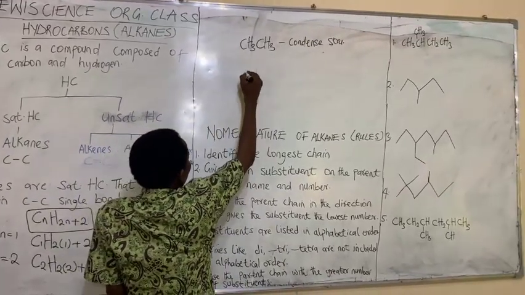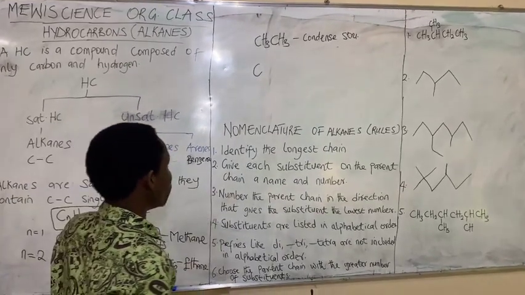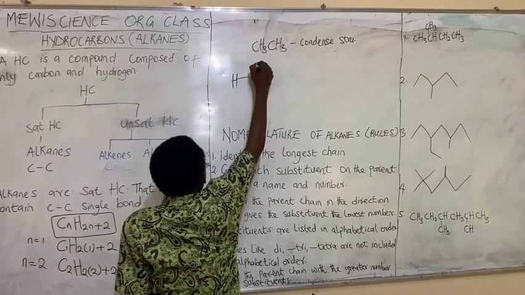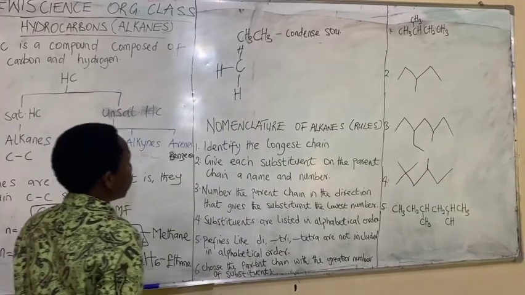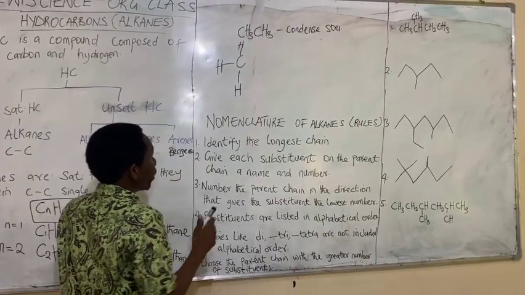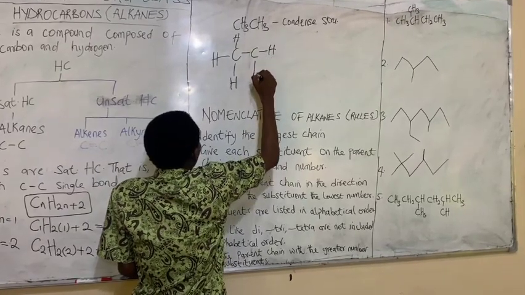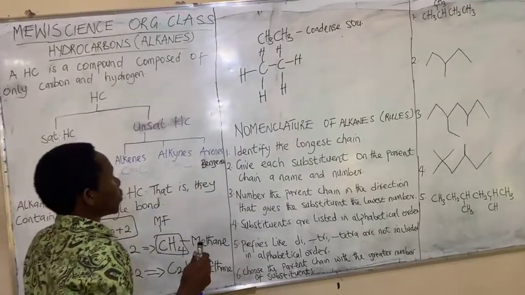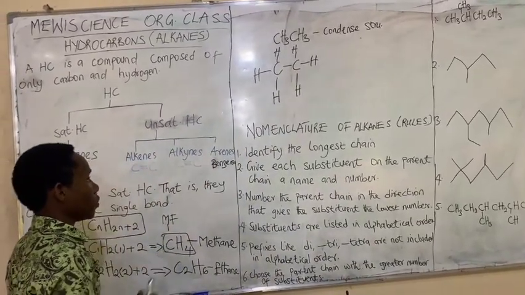Let's start with the first carbon. This is the first carbon. The first carbon has 3 hydrogen. So we put our 3 hydrogen: hydrogen 1, hydrogen 2, and hydrogen 3. Okay. Let's go to the second carbon. The second carbon also has 3 hydrogen: hydrogen 1, hydrogen 2, and hydrogen 3. Wow. So this is the open structure, or you call it the Kekulé structure of ethane.